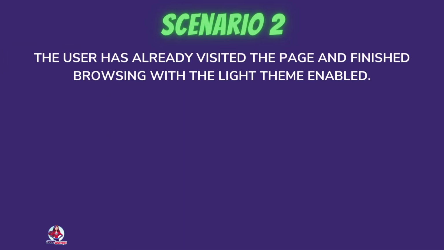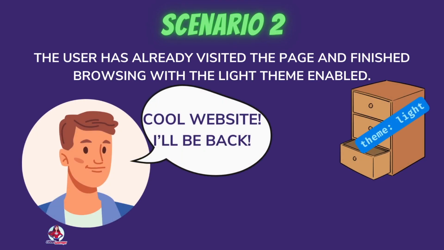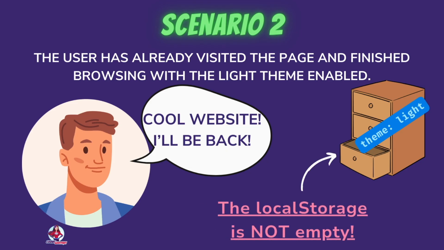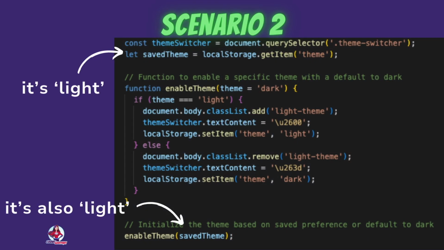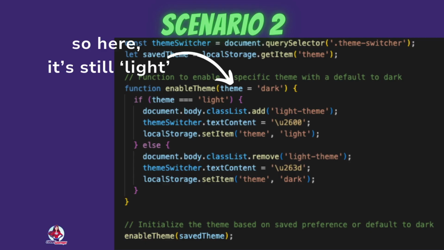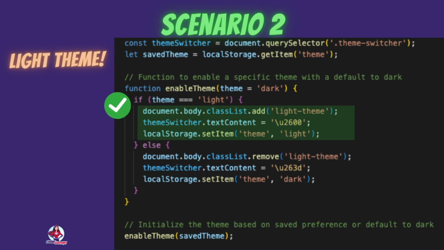Now imagine the second scenario. The user has already visited our page and finished browsing with the light theme enabled. They closed the browser and returned after some time. This time, the saved theme variable will be the light theme, right? We then pass this information to the enable theme function, which runs instantly when the user opens the page. This time, the theme is light, so we need to change the page to a light theme. And the user will immediately see the page in their chosen style.